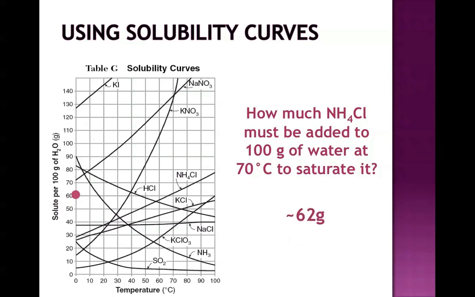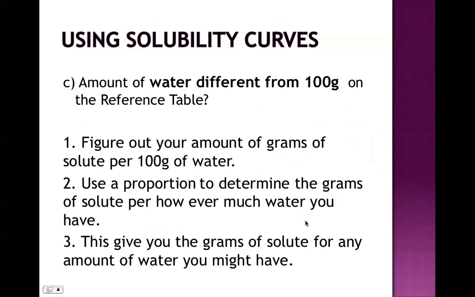Now, one thing I do want to point out at this point is that this is in 100 grams of water. If you look over at our y-axis, it says solute per 100 grams of water. So if I change the amount of water, I'm going to affect this amount that I've calculated, so keep that in mind. So what happens when this water is different from 100 grams?